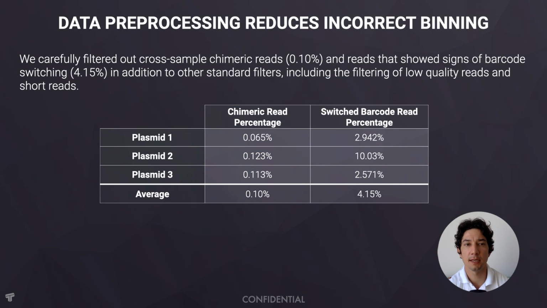So on this slide, we show how our data pre-processing can reduce incorrect binning of reads at the output. And so here you see the chimeric read percentage of the samples in our proof of concept study, as well as the switched barcode read percentage of the samples that we identified.